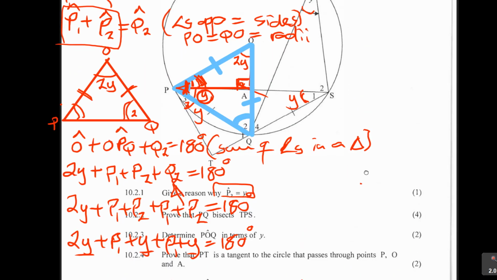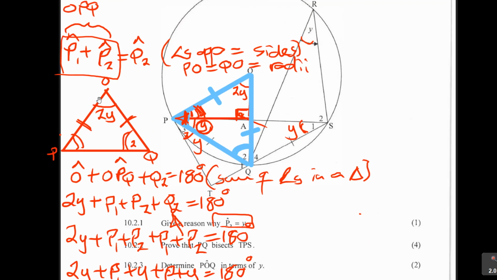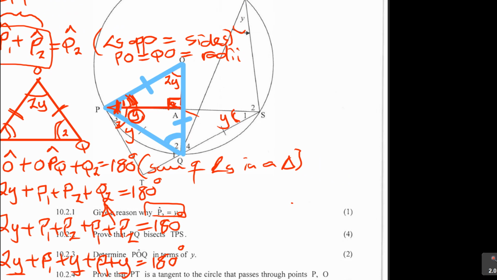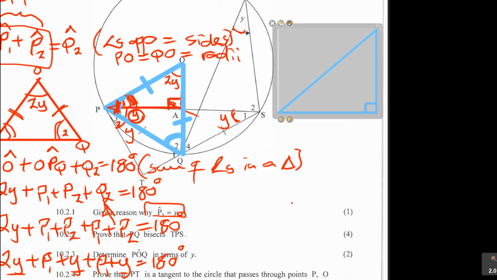Now the question was, let's go back to the question. Prove that OAP is 90 degrees. We are proving that this is 90 degrees. So now I'm back again to my diagram. Let's draw this diagram separately. We are looking at this new diagram like this, right? And they are saying we need to prove that that is 90 degrees. So this is my P, this is my O, and this is my A. I have to prove that is 90 degrees.